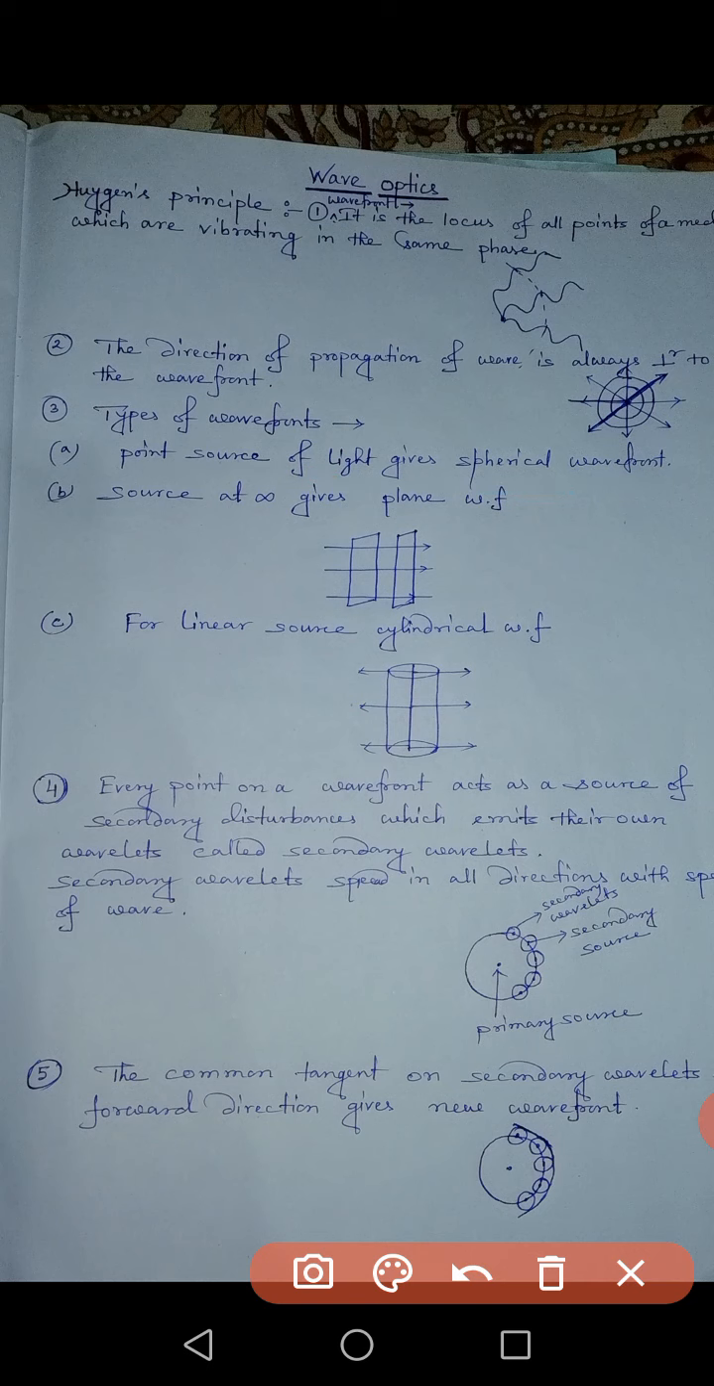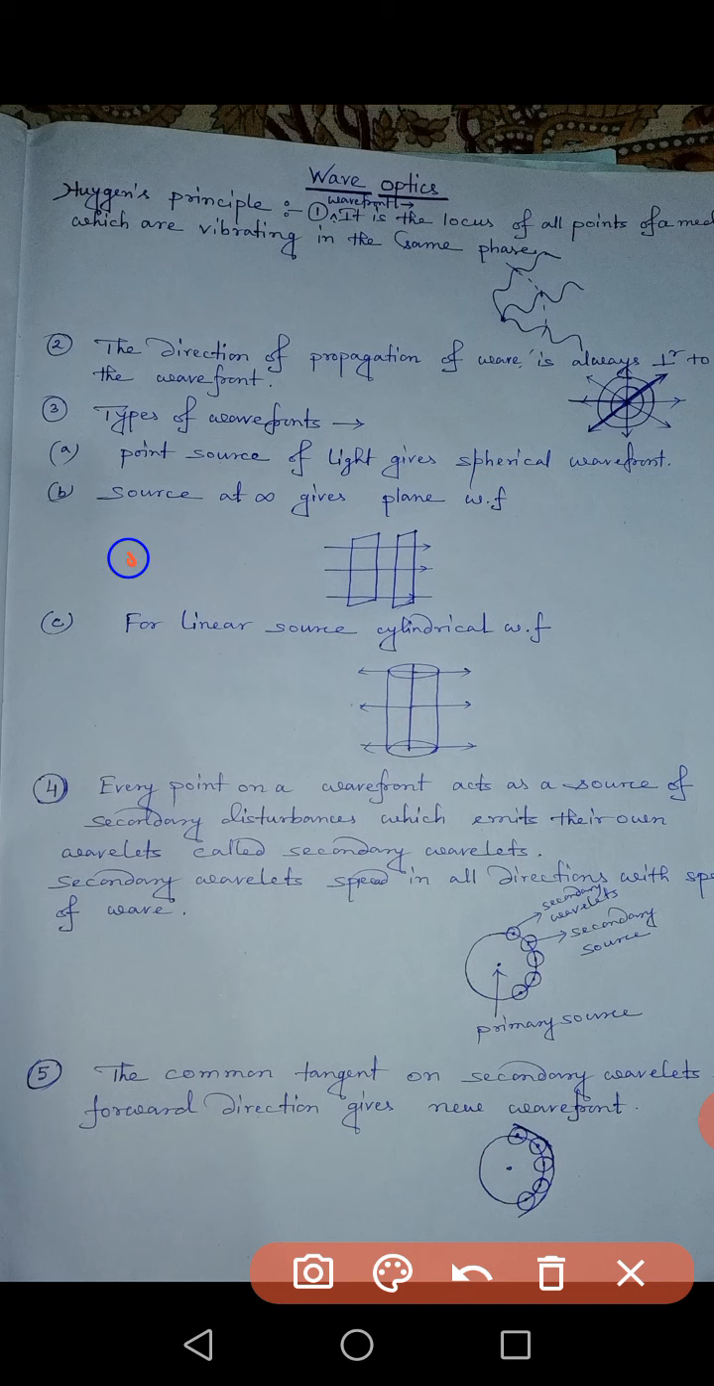Second one, if the source is at infinity, it gives us plane wavefront. Don't write in short, I have just written WF means wavefront, suppose. Okay. So in the second point, the source is at infinity, means at a far away distance.